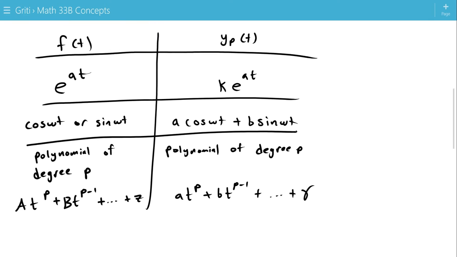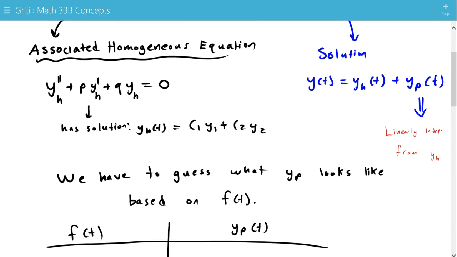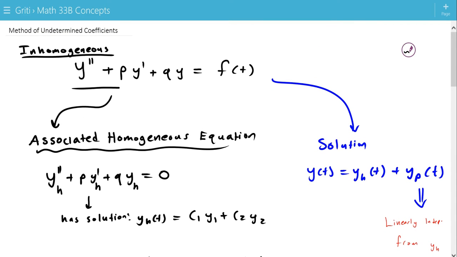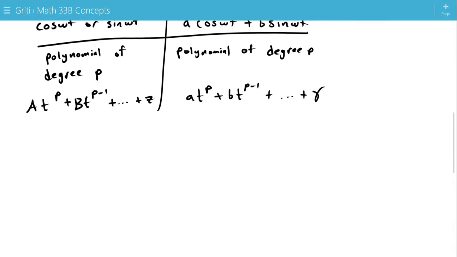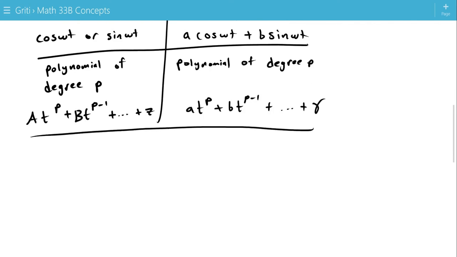So for f of t, we're going to get definite values for this a, this omega, and this a, b, and c, and p. But for our trial solution, we're going to have to leave these arbitrary, plug our particular solution back into our equation, and solve for the constants. Those are the three main cases.